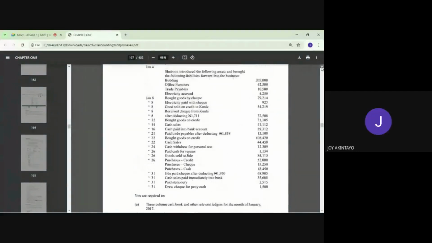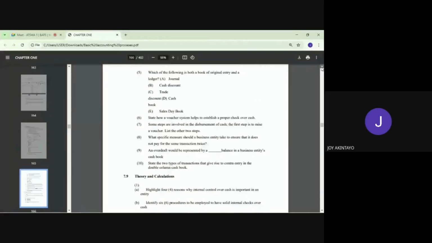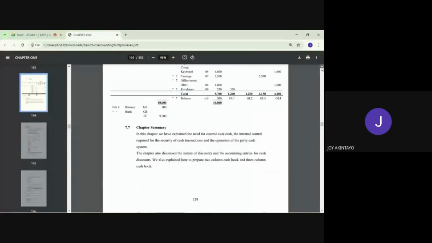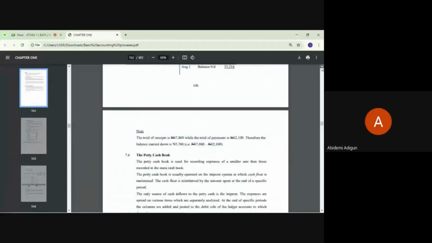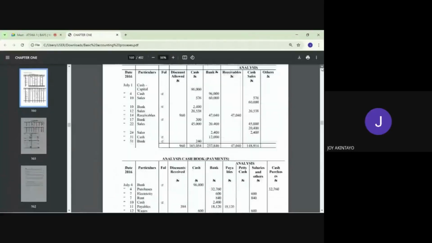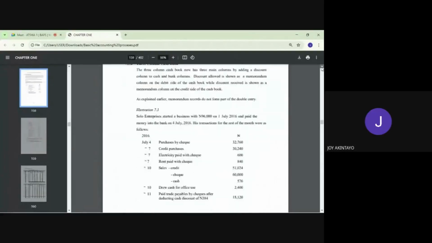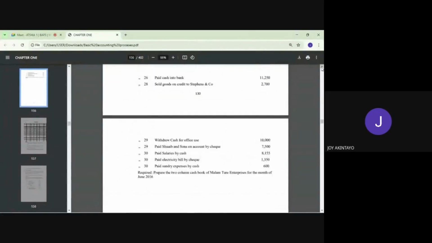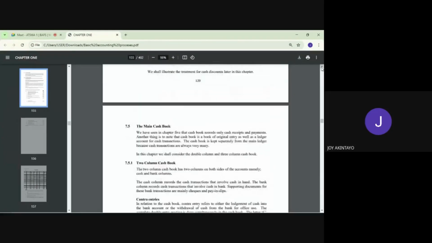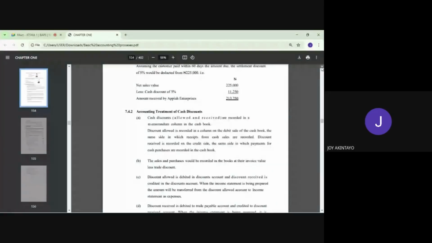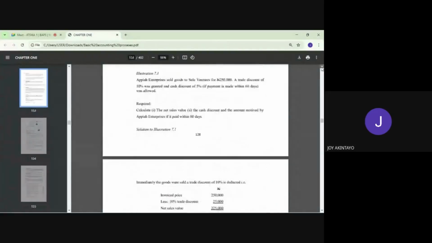Now, when it comes to recording of cash, that one is the main cash book, and I've explained what cash book is all about. Yes or no? Yes. Chapter 7 is all about cash book, and cash book is a book of original entry and a ledger that records the inflow and outflow of what? The inflow and outflow of cash, like I explained yesterday. And we have four types of cash book.